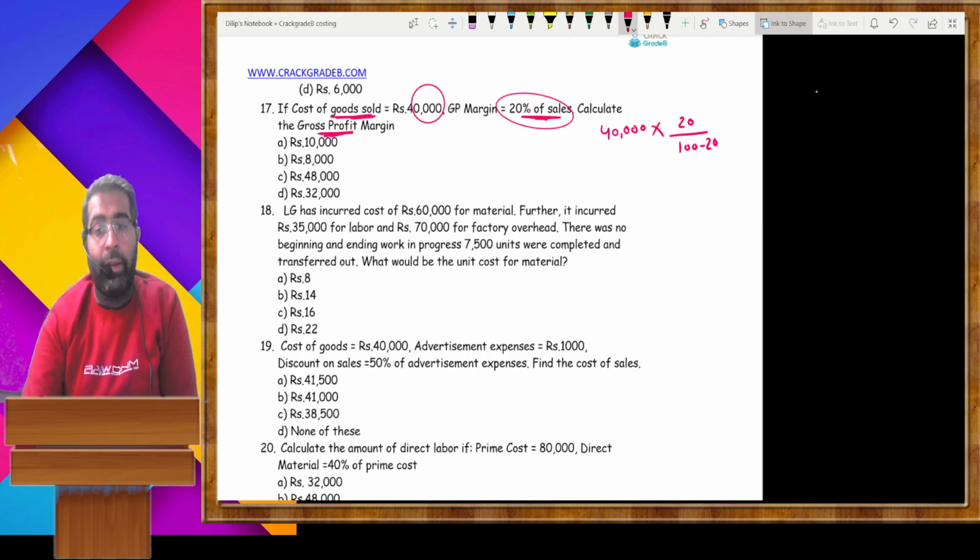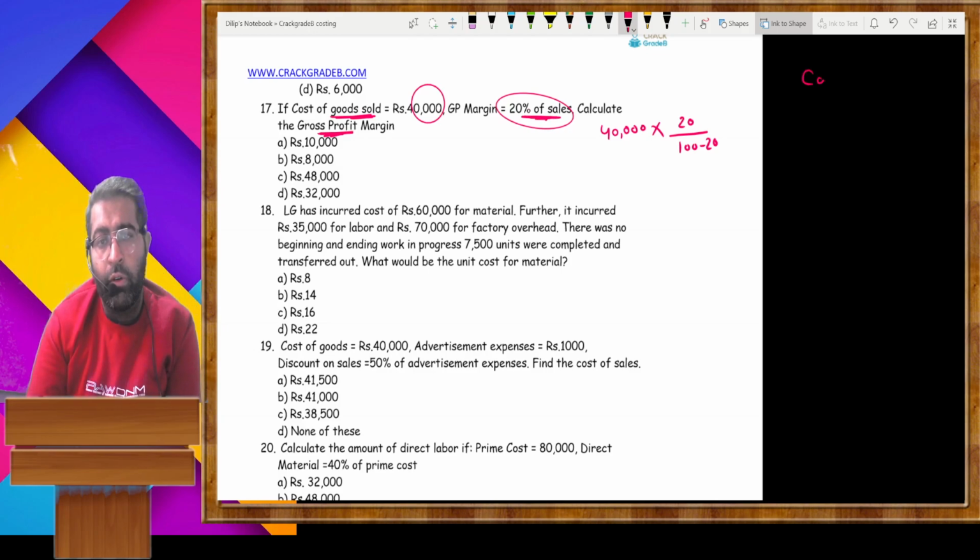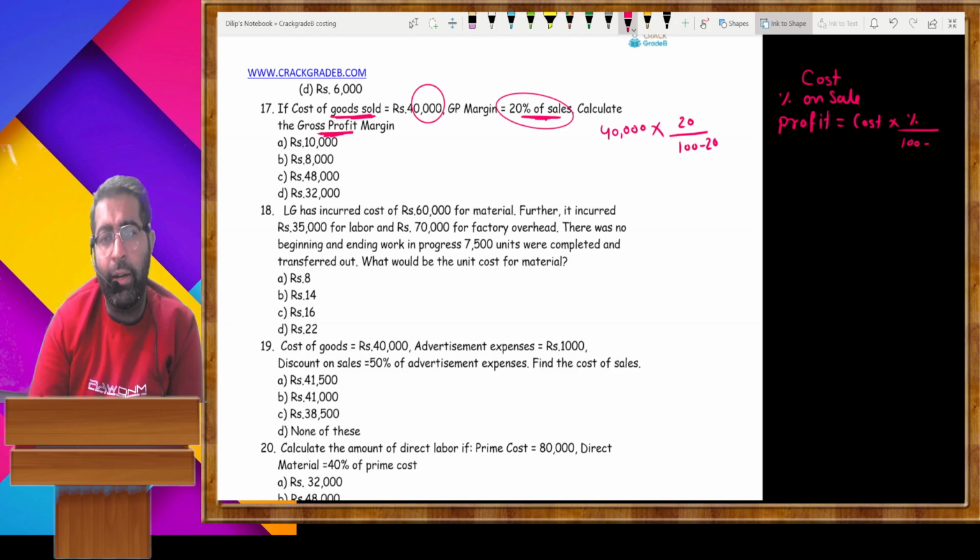Listen very carefully, I am writing it. If cost is given and percentage on sale is given, for calculation of profit, what you have to do? Cost multiply by percentage divide by 100 minus percentage. Okay, one second, an important thing you have to note.